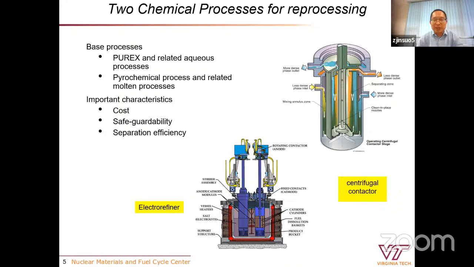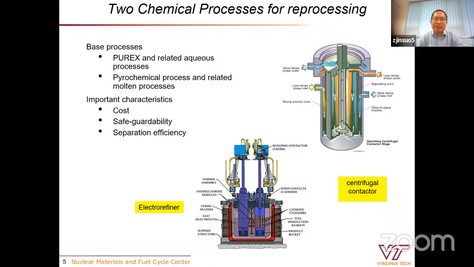It has been researched for many years, since the 1960s or 70s. We started the process, but unfortunately, so far we do not have a commercial facility that uses this process to process the spent fuel. So I give two figures here.